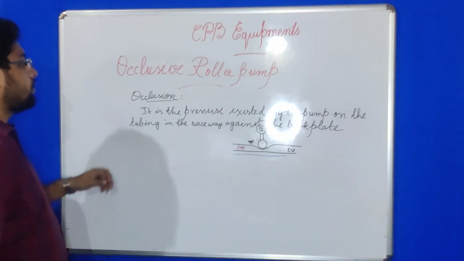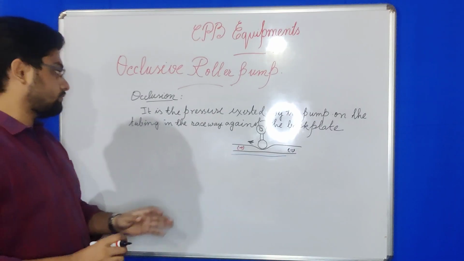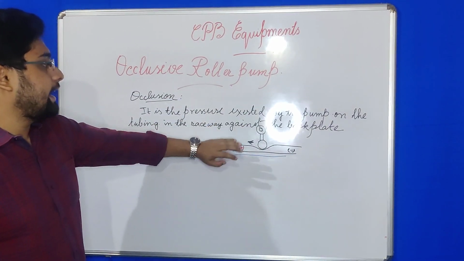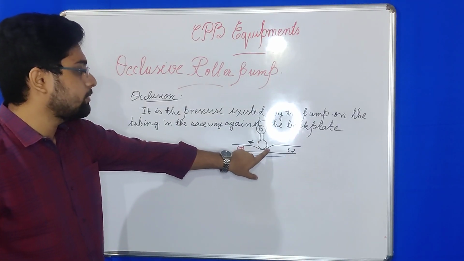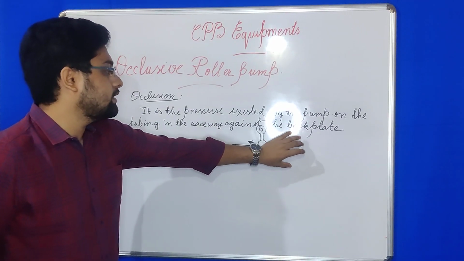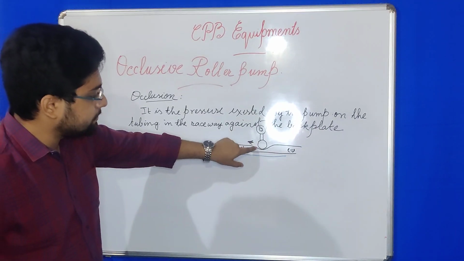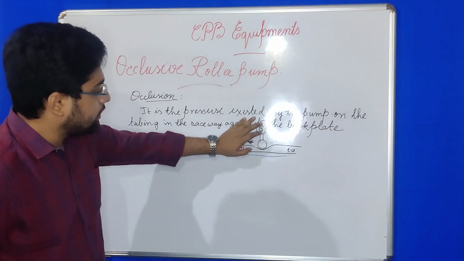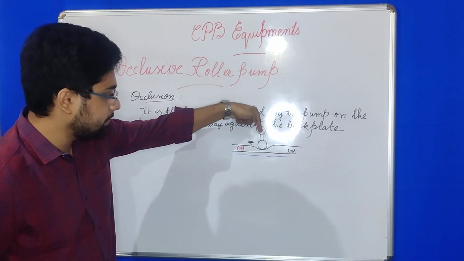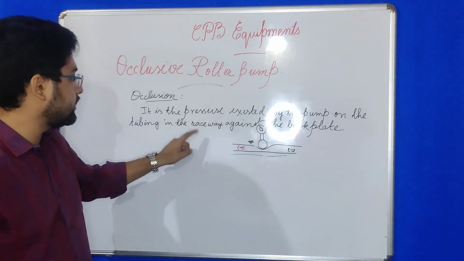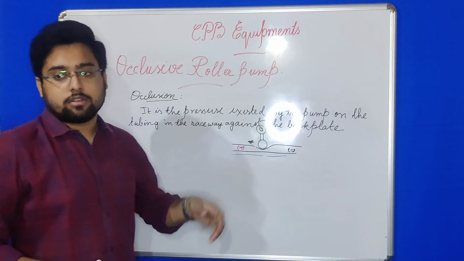This pressure is called the occlusion pressure. Again, it is the pressure exerted by the pump on the tubing which is inside the raceway of the pump, and this pressure is exerted against the back plate. So the pressure in the raceway against the back plate is called the occlusion pressure.